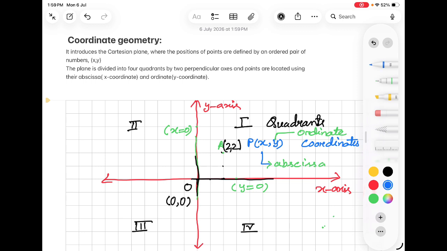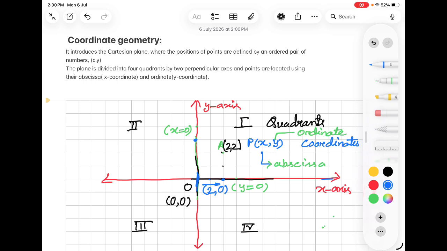Another thing, let's take a point here on the x-axis and find out its coordinates. We know that any point which lies on the x-axis has ordinate, that means y coordinate, 0. Now find out its x coordinate. What is the x coordinate? Distance of the point from the y-axis. This is the y-axis. What is its distance? 1, 2. That means 2 is the abscissa or x coordinate.